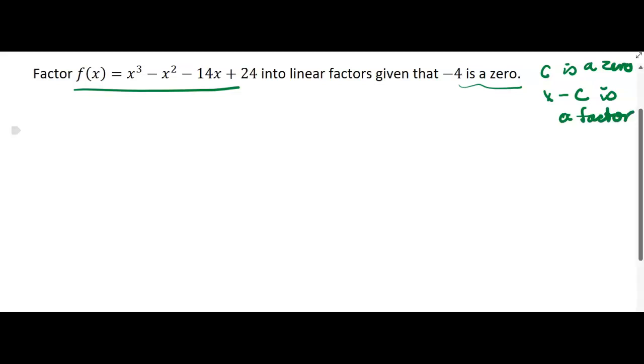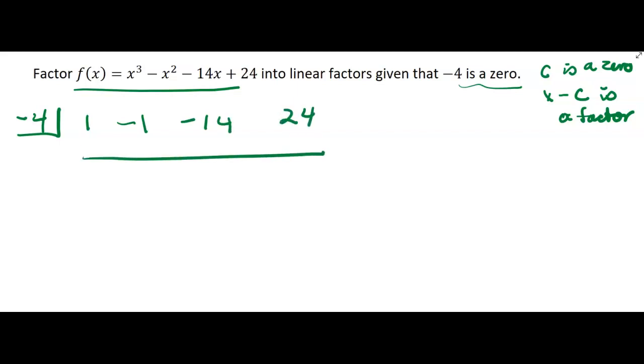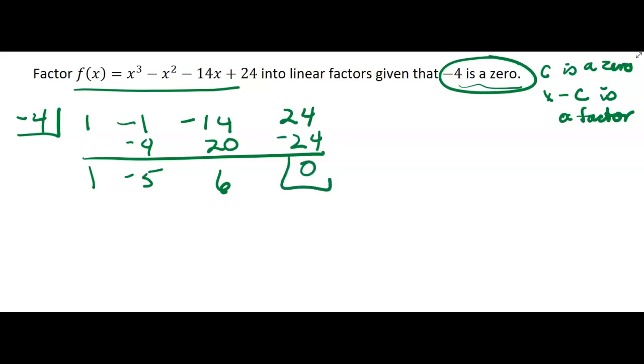So since we know a zero, we can go -4, and we're going to divide synthetically. 1, minus 1, minus 14, 24. Now we know it's supposed to come out to be 0 because we were told -4 is a 0. So bring down the 1, multiply, add, multiply, add, -24, and sure enough, that's a 0.